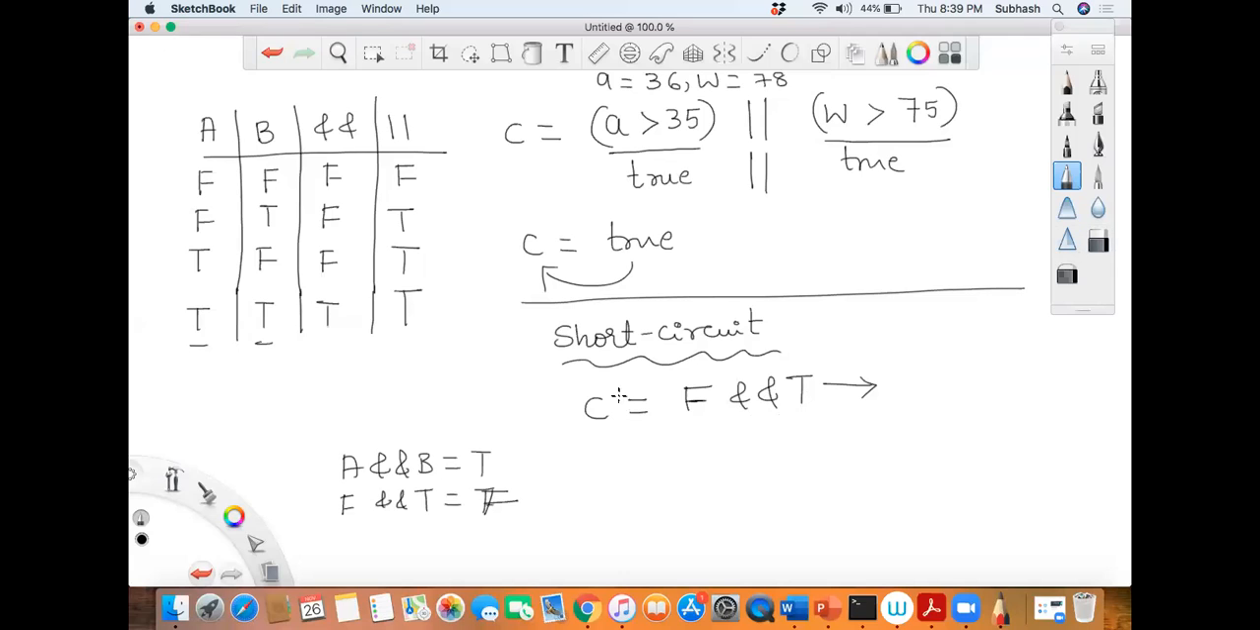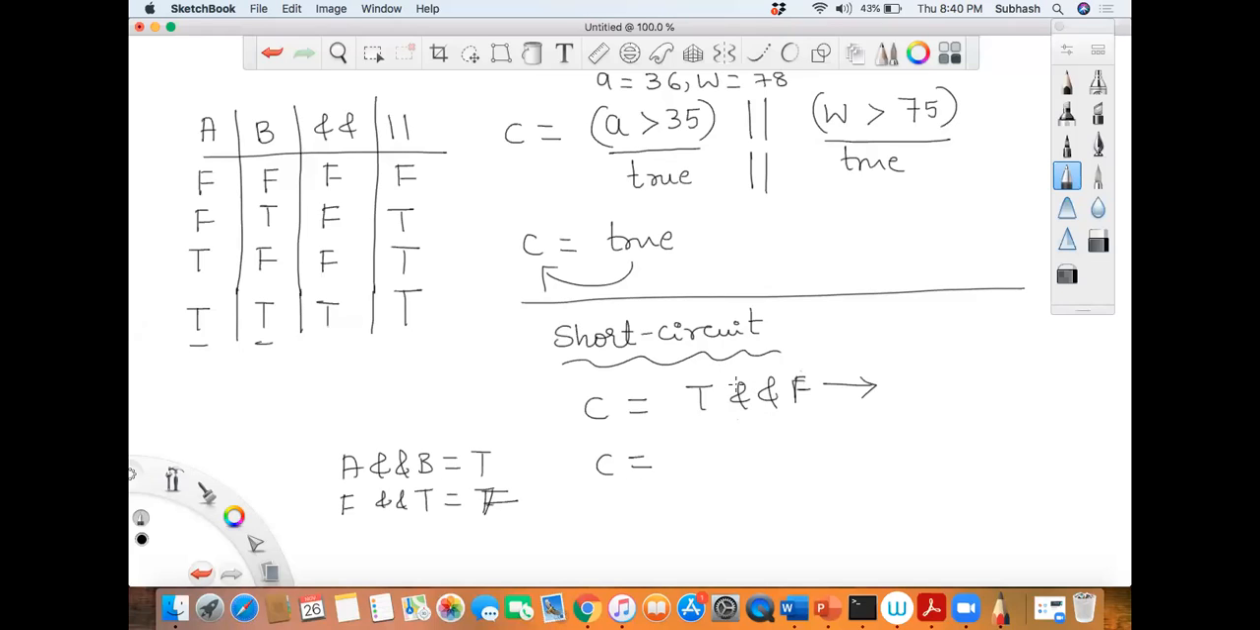Now similarly, Sneha is asking, what if A is true and B is false? See here, this is true and this is false. Now what will happen? The compiler cannot ascertain whether this expression will result in true or false, because if the left hand side is true, just by seeing the first one it will not be able to understand whether the expression is true or false. In such scenarios, it will go and evaluate both. You're understanding it?